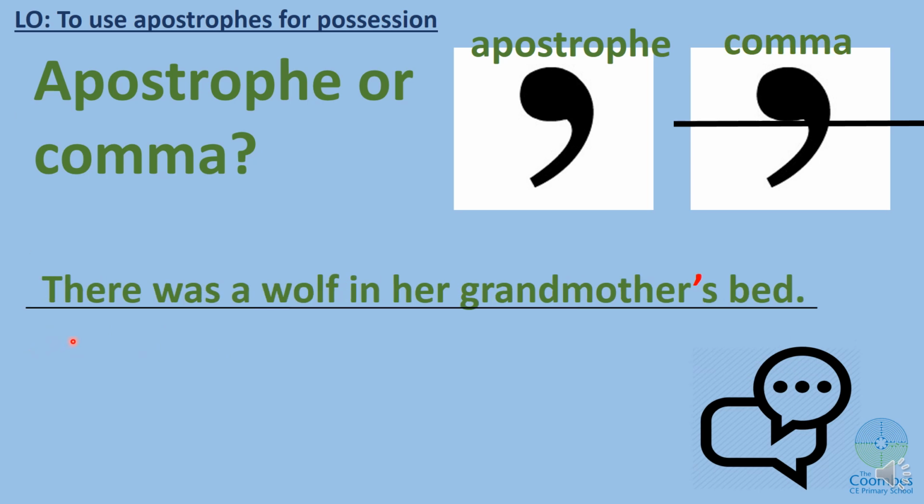Next sentence. There was a wolf in her grandmother's bed. Is it an apostrophe or is it a comma? Shout the answer out. This one is an apostrophe. Well done for getting that correct.